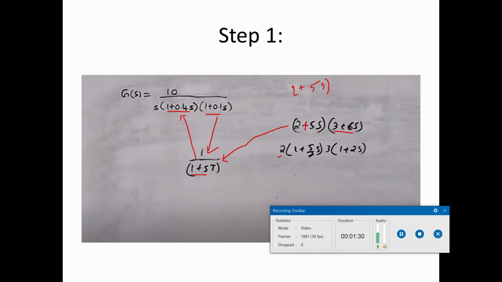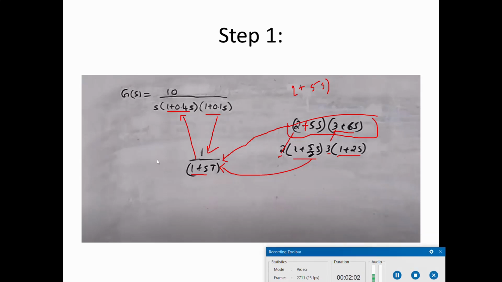If it is 3 plus 6s, I need to take 3 common, so it will be 1 plus 2s. Suppose if you have this combination, then we have to take 2 common from this and 3 common from this, so that it is 1 plus 5 by 2s and 1 plus 2s. So that will come under the given condition, that is 1 plus st. So the given problem statement has to be converted into 1 plus st form. But anyway, for us it is there as given, it meets the given condition.